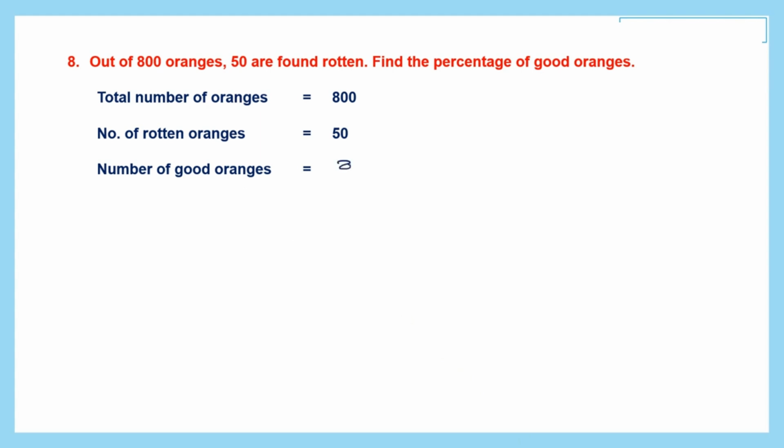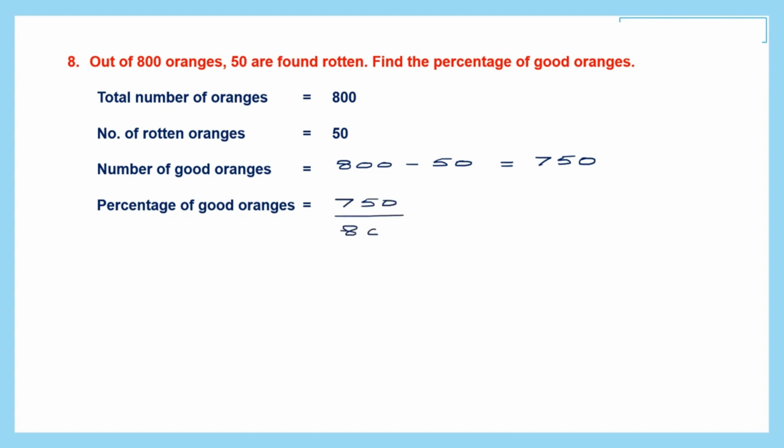So if we take the total number of oranges and take away the rotten oranges from that, we will find the number of good oranges. 800 minus 50 is 750. So we have 750 good oranges. But the question is, find the percentage of good oranges. So that will be, to find the percentage, we say the number of good oranges, 750, by the total number of oranges, that is 800, into 100%. So whenever you have to find percentage, you must multiply by 100%.